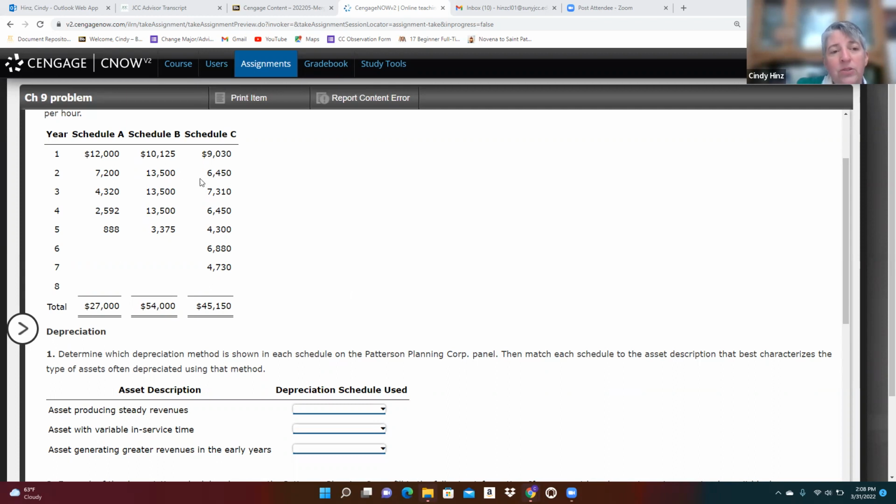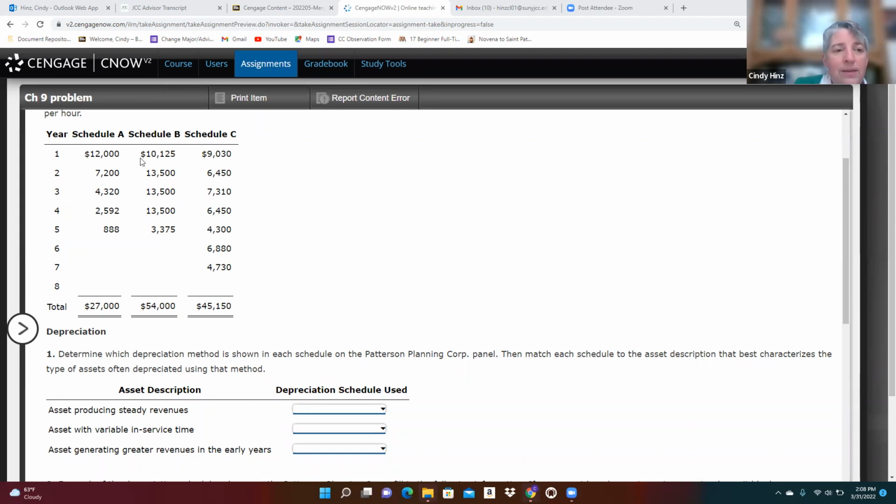And so as we look at these 3 columns, there is one of them that is recording, for the most part, the same depreciation each year. And that is Schedule B, where in year 2, 3, and 4, we recorded exactly the same amount. And what you'll notice, if you look at years 1 and 5, if we were to combine those together, then it would be that same $13,500. So why would that happen?